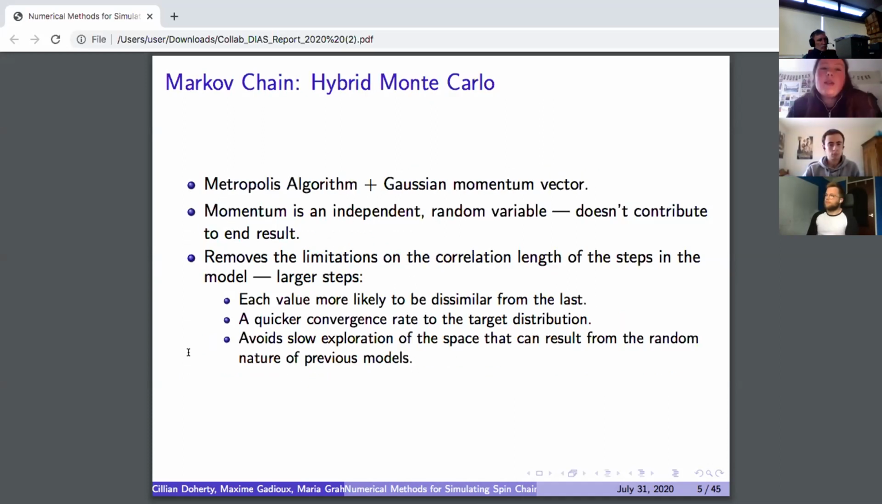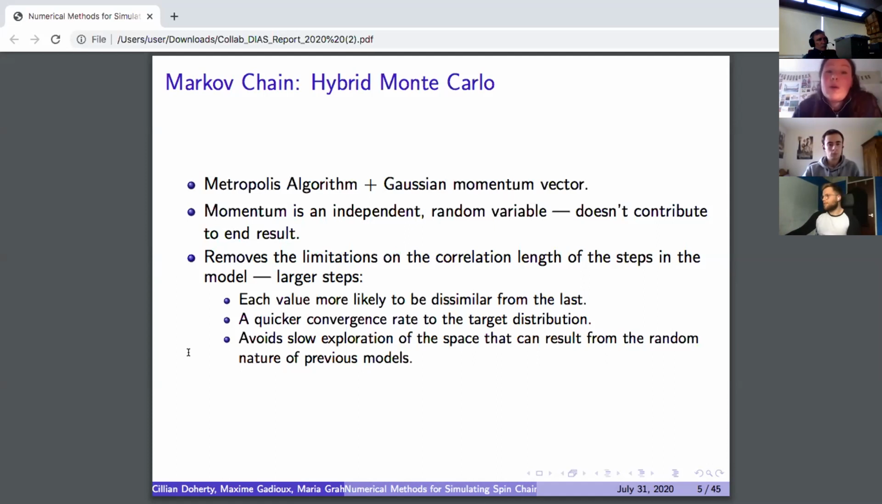Okay, so then furthering this process, we also looked at the hybrid Monte Carlo, which works in a similar way. It uses the Metropolis algorithm, but in this case, there's also the addition of a Gaussianly distributed momentum vector. This momentum is independent and random and doesn't contribute to the end result, and the momentum values are discarded after the test has been completed.